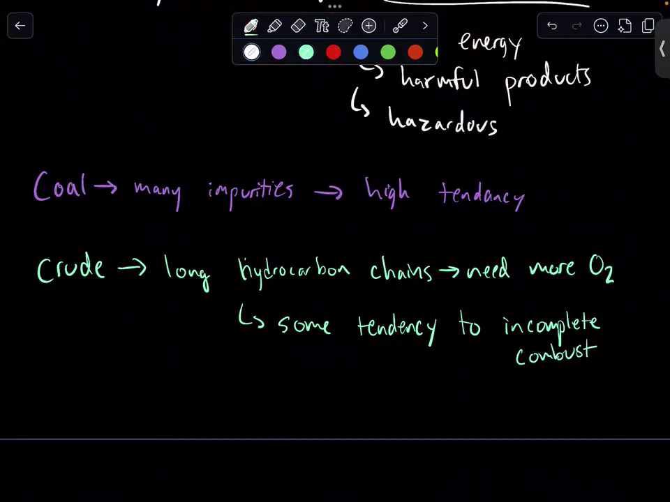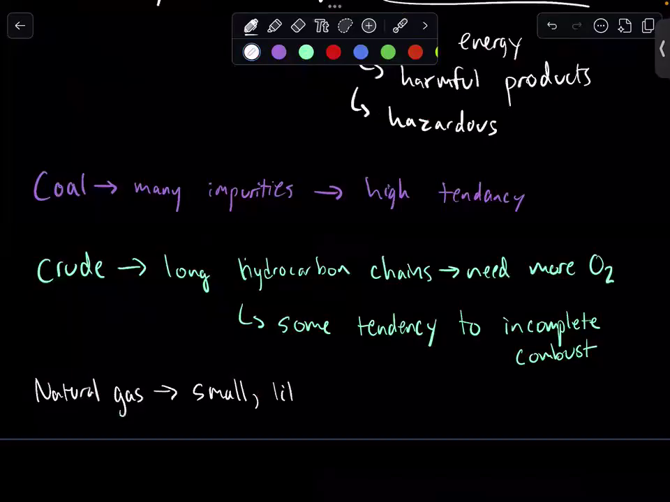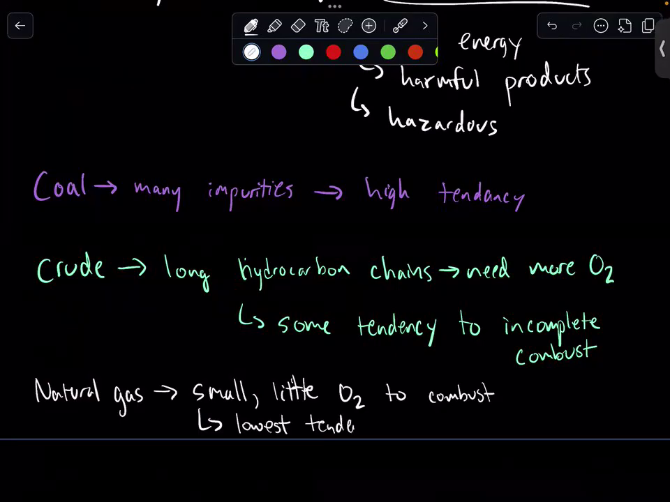Lastly, we have natural gas. Natural gas is small. It takes a little oxygen to combust. So natural gas tends to have the lowest tendency of incomplete combustion.